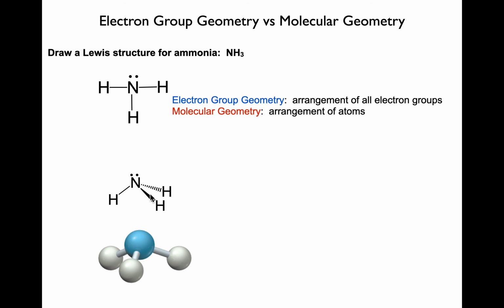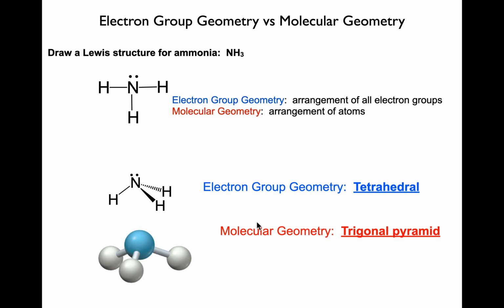And so here's our ammonia molecule drawn in 3 dimensions. 1 hydrogen comes out, 1 goes in, lone pair on top. We say the electron group geometry is tetrahedral because 4 things are coming out. And the molecular geometry is trigonal pyramid. Again, your electron group and molecular geometry will always be different if you have lone pairs of electrons on the central atom.